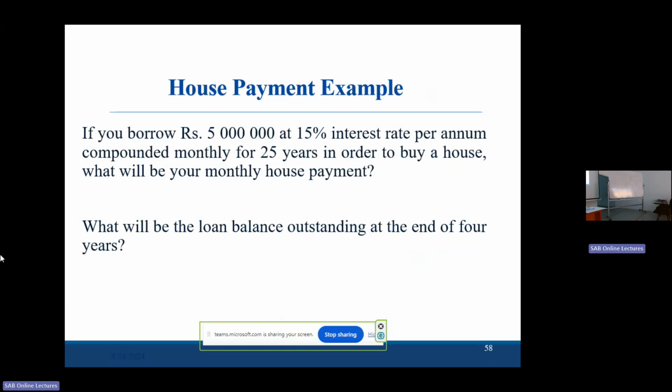So what is the balance of your loan? You have borrowed 5 million. Your monthly installment is 64,041.